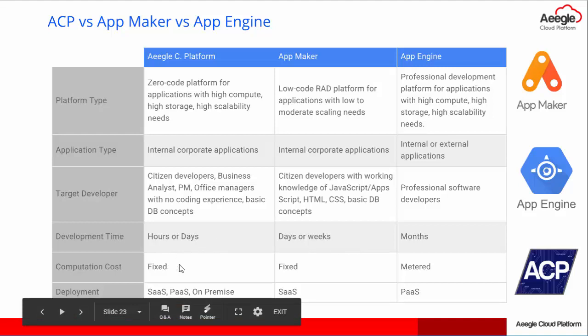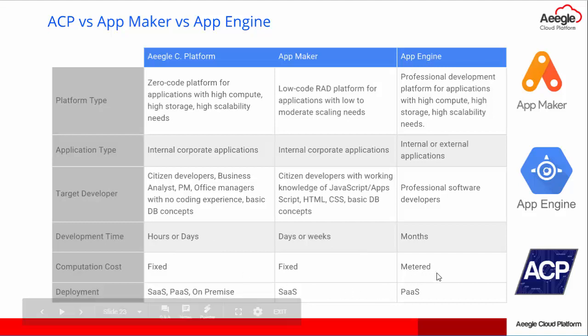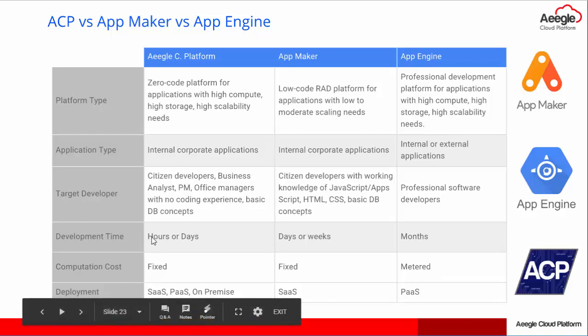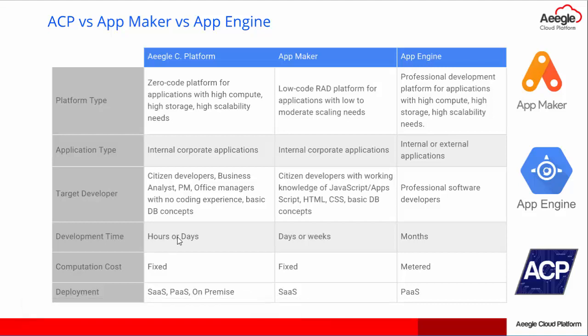Computation cost, ACP and App Maker is fixed, and App Engine has a very complex billing method or schema. Then the deployment, ACP can be used as software as a service, platform as a service, or we can install it on premise in your data center. App Maker is software as a service, and App Engine is platform as a service.